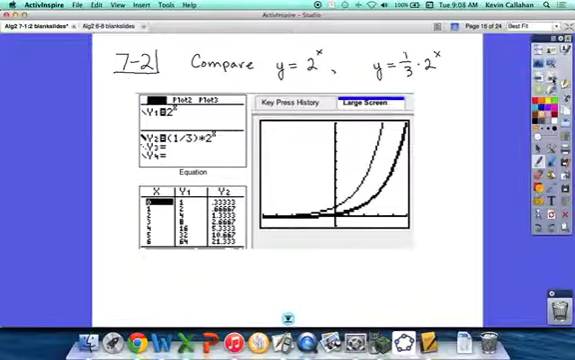Okay, what happens when you multiply it by a number which is less than 1? Right? In this one, this is the 2 to the x. The fat line is the 1/3 times 2 to the x. What did it do to the graph? It makes it go up slower, which is called vertical compression.